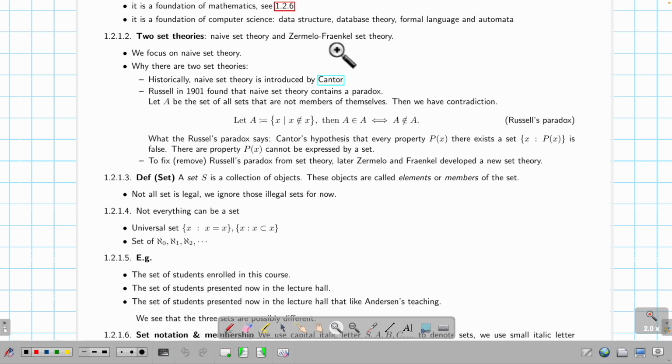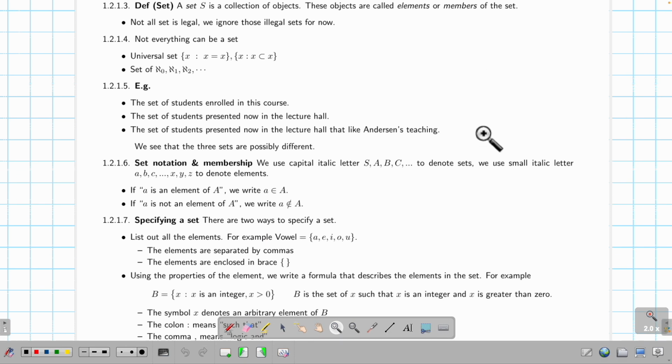And these 2 guys wanted to save Cantor's set theory. So later on, they talked to Russell and said that no, you are wrong. If we define set like this, then your paradox does not exist. So this is the reason why there is this second set theory. Basically, they tried to fix the error caused by this funny thing.